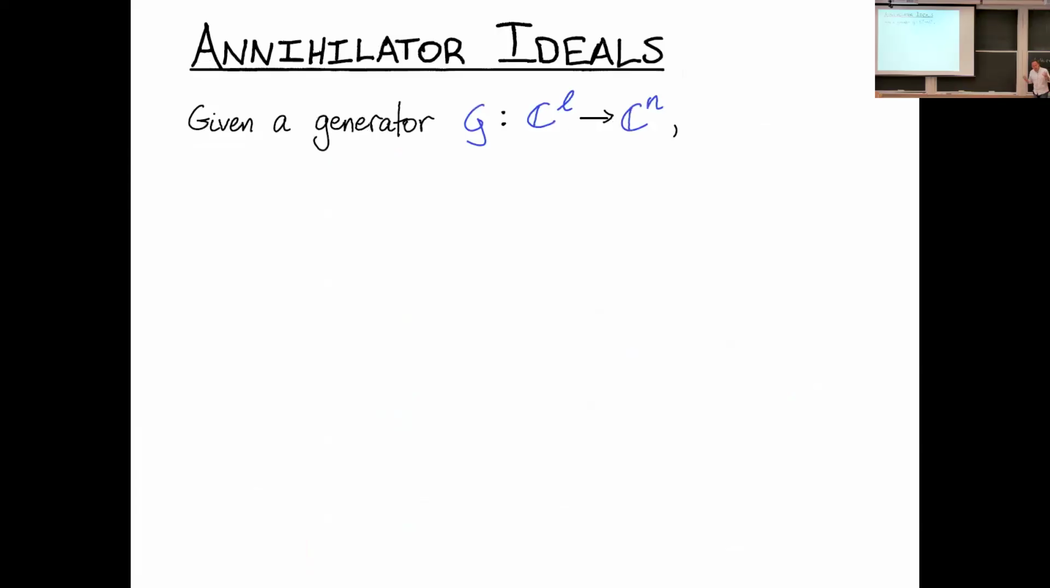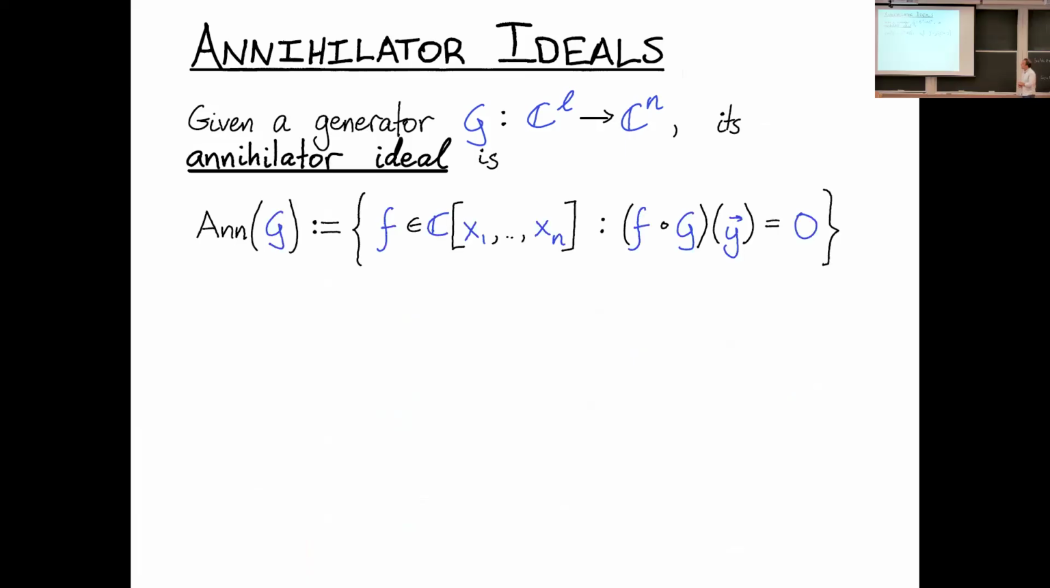Okay, so say we have some candidate hitting set generator that we want to understand or analyze. It turns out that there's a certain object that is really useful in the study of hitting set generators. This is what's called the annihilator ideal of the generator. So I want to take my candidate generator G and look at the set of all polynomials f so that f composed with the generator is identically 0. These are all the functions that my generator fails to hit.